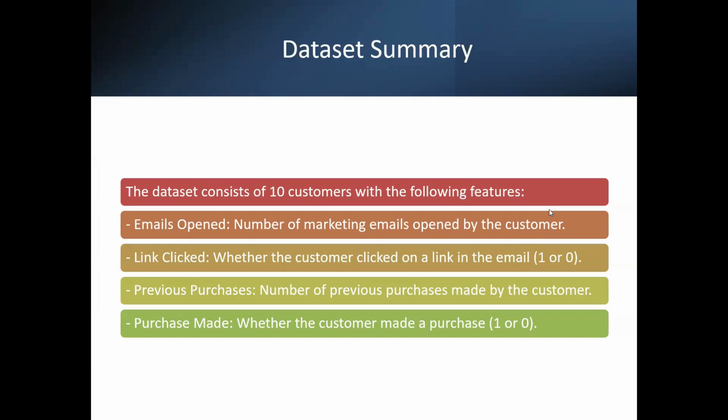The dataset consists of 10 customers with the following features: emails opened, the number of marketing emails opened by the customer; link clicked, whether the customer clicked on a link in the email, 1 or 0, where 1 means yes and 0 means no; previous purchases, the number of previous purchases made by the customer; and purchase made, which is the actual case, whether the customer made a purchase, yes or no.